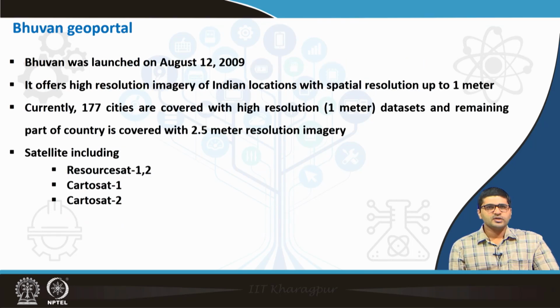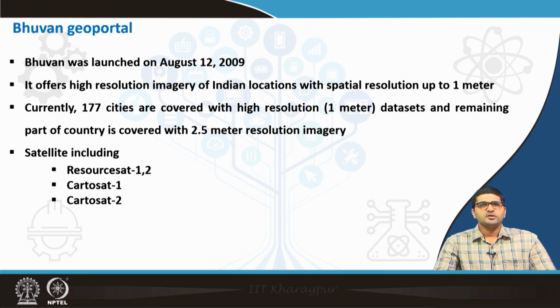So Bhuvan was launched in the year 2009. It offers high resolution spatial imagery for Indian locations with a spatial resolution up to 1 meter. Currently 177 cities are covered with high resolution data sets, and the remaining part of the country is covered with 2.5 meter resolution. The satellites include Resourcesat 1 and 2, Cartosat 1 and 2, and thematic products of these satellites are hosted in Bhuvan GeoPortal.